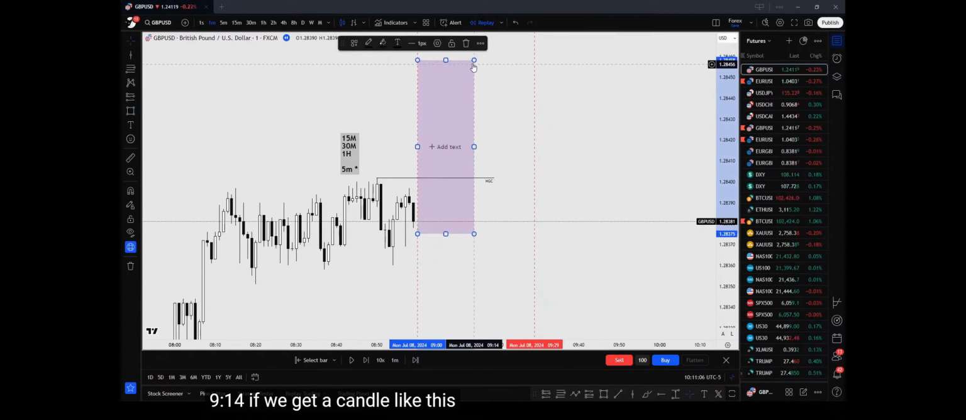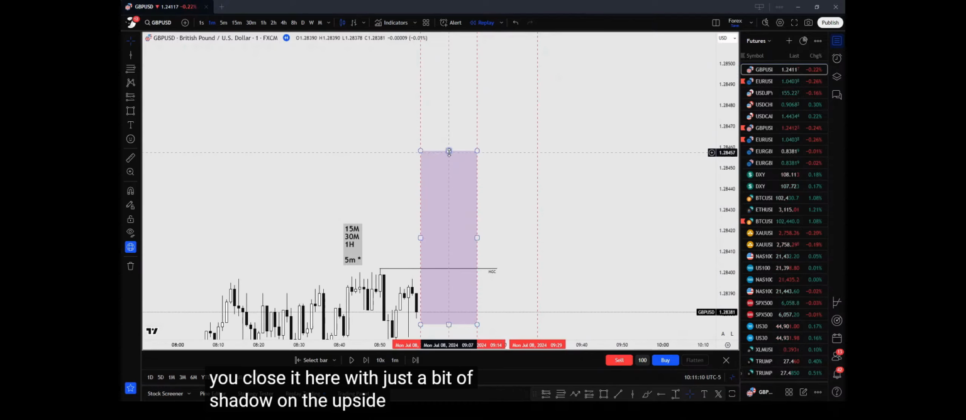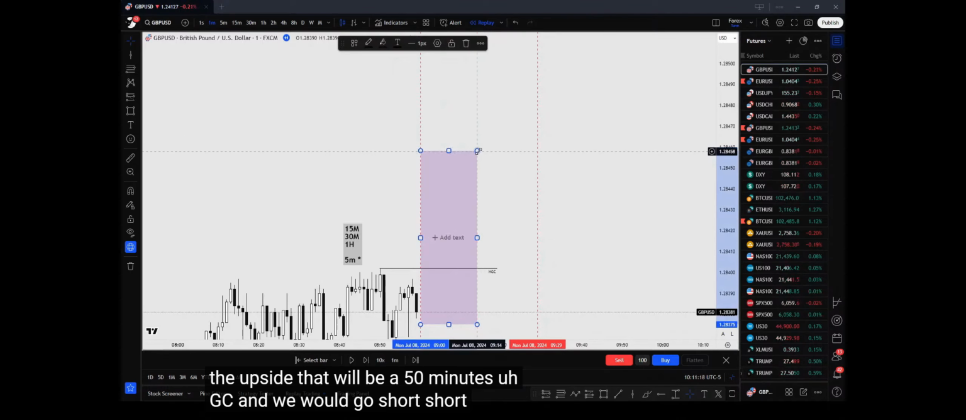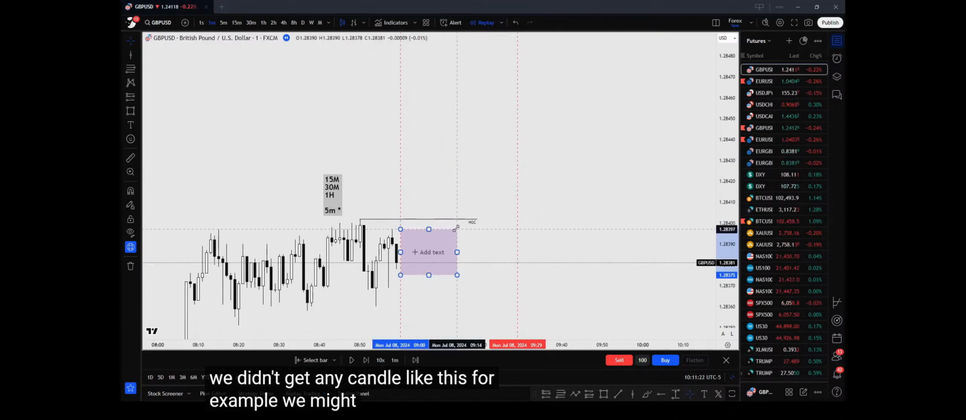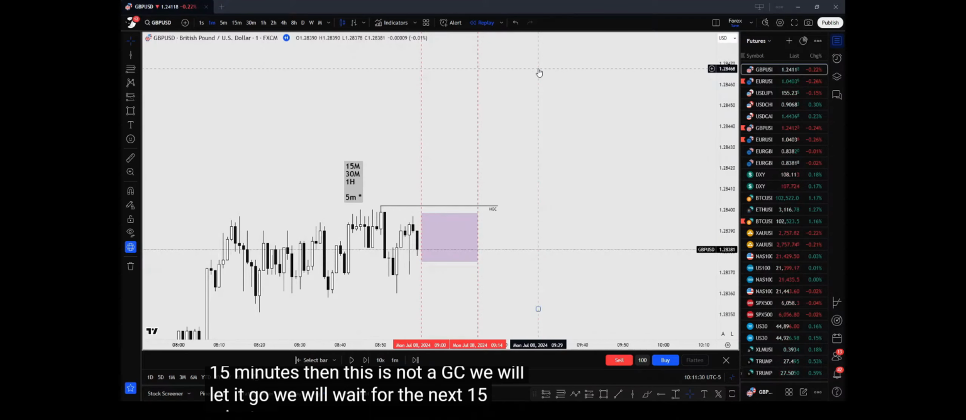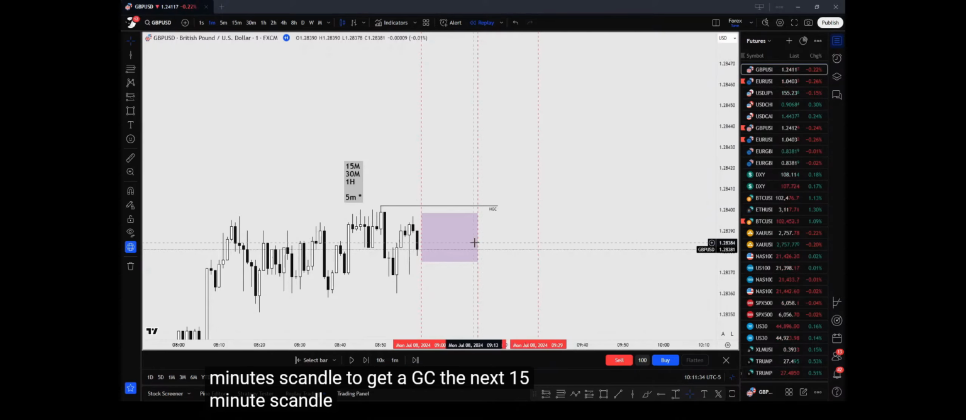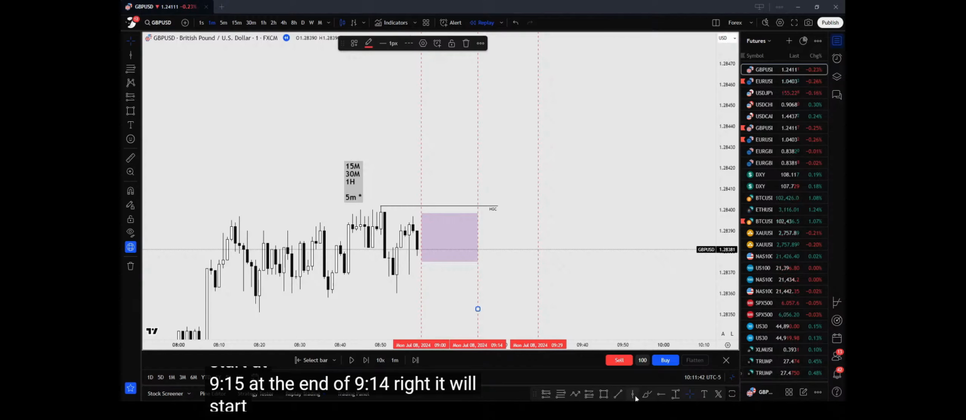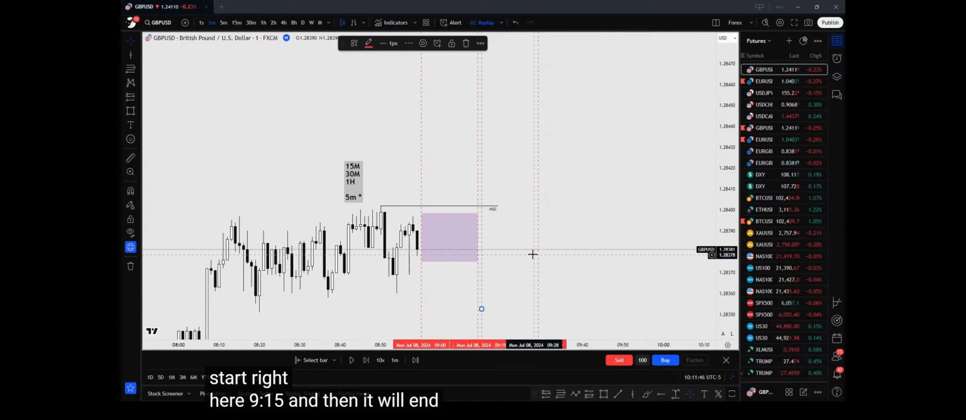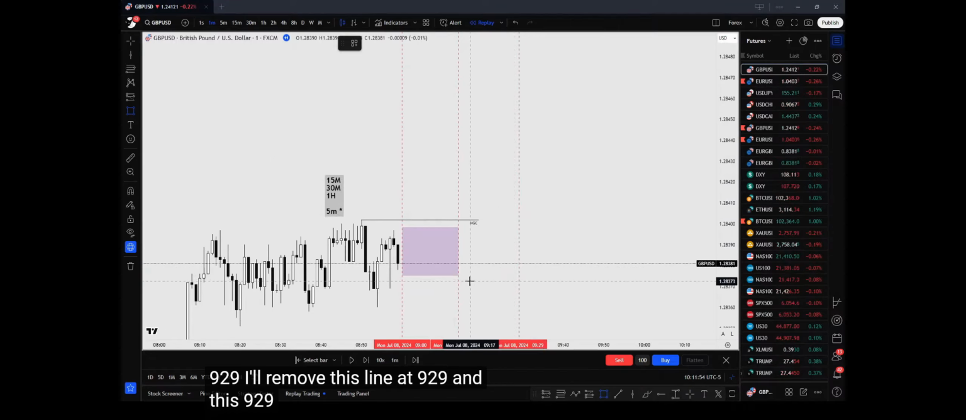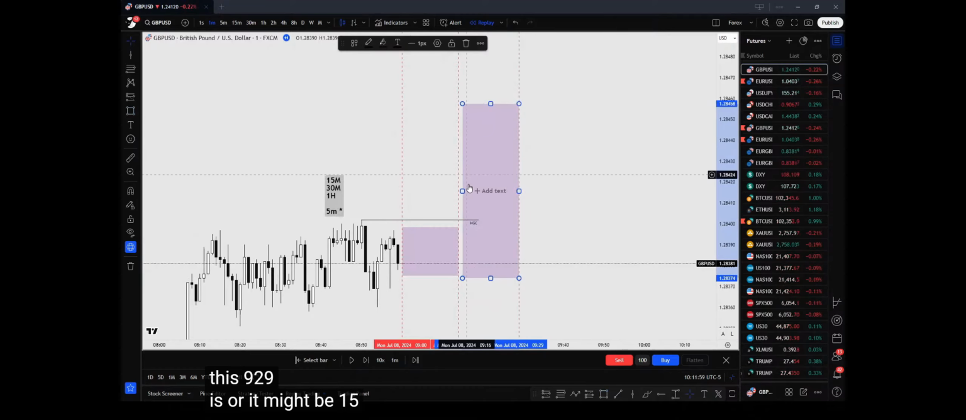If we get a candle like this, and if we close it here with just a bit of shadow on the upside, or no shadow on the upside, that will be a 15 minutes GC, and we would go short here. If we didn't get any candle like this, for example, you might be ranging in the first 15 minutes, then this is not a GC. We'll let it go. We will wait for the next 15 minutes candle to get a GC. The next 15 minutes candle will start at 9:15, at the end of 9:14, right? And then it will end at 9:29. I'll remove this line at 9:29, and this 9:29 might be a 15 minutes GC, correct?